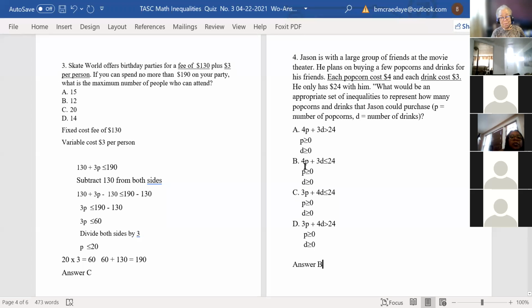So we would just ask for the setup. But if you just pick any numbers to plug in for the P and the D, that when you multiply 4 times what you put for P, 3 times what you put for D, and you get something less than or equal to 24, you have something that satisfies the inequality.